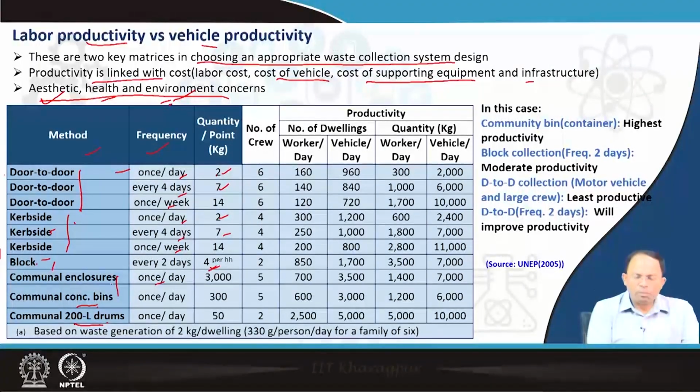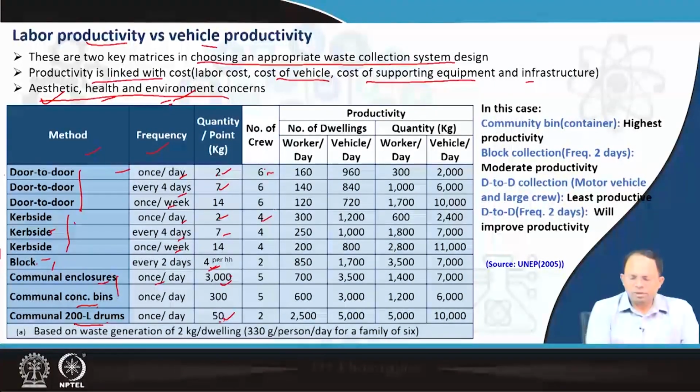But if it is communal enclosures, we assume that a certain number of people will deliver waste to a particular enclosure. You see that in larger communal enclosures it is around 3000. In smaller 200-liter drums, only 50 people or 50 families can deliver. So that means there will be a lot of spots from where we have to collect waste, whereas these large communal enclosures are at certain intervals. The number of crew required to manage a door-to-door collection of this is 6.